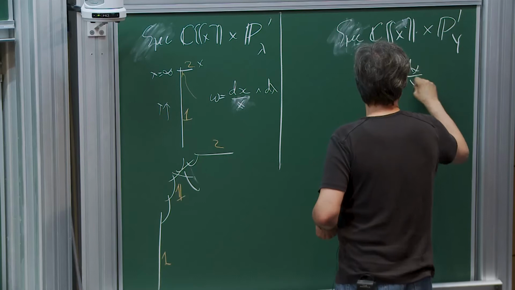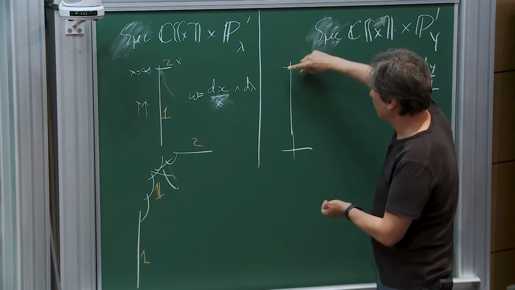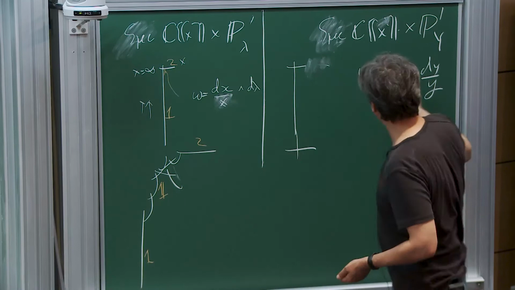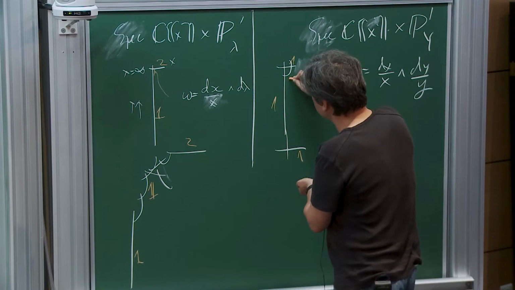And this form will have two very short divisors of poles, when Y equals 0 or infinity and X is close to 0, and everywhere I have a pole of order 1. But now, if I make a blow-up at the intersection point, again I get a pole of order 1.